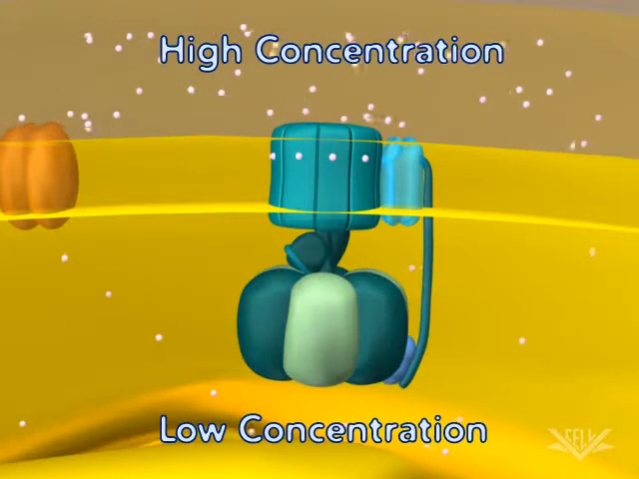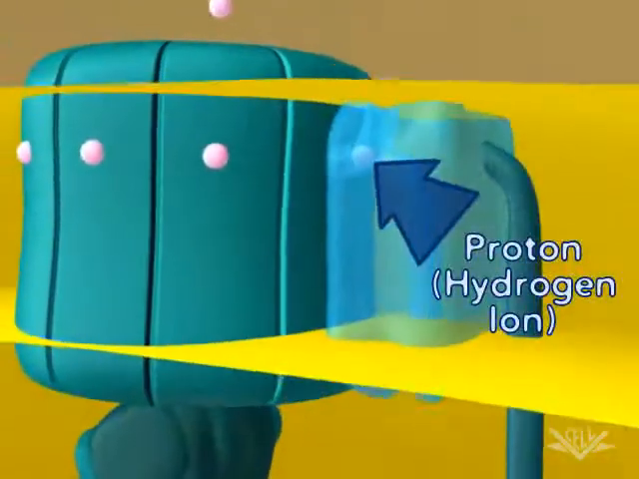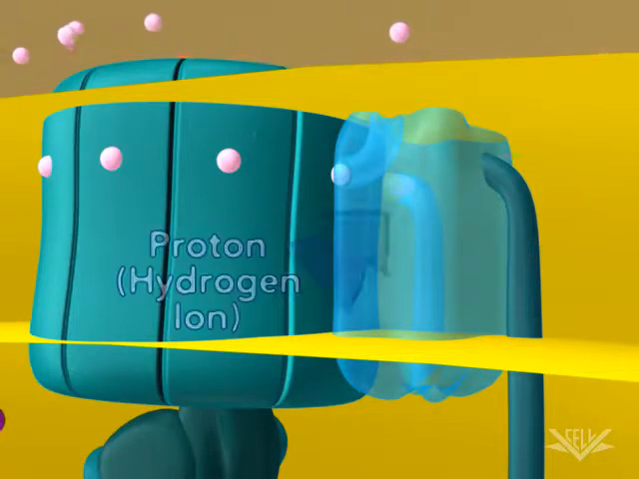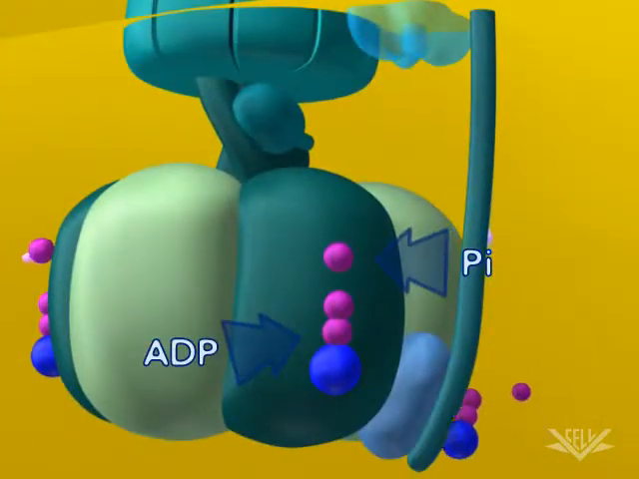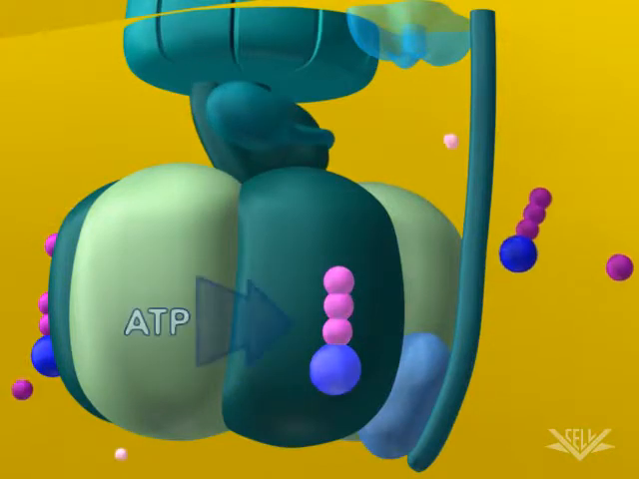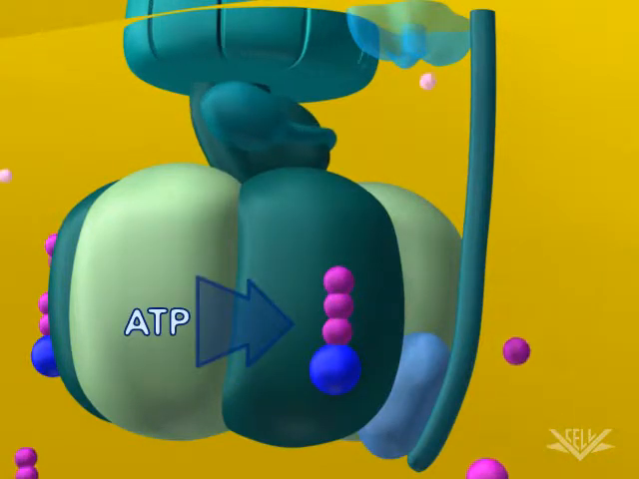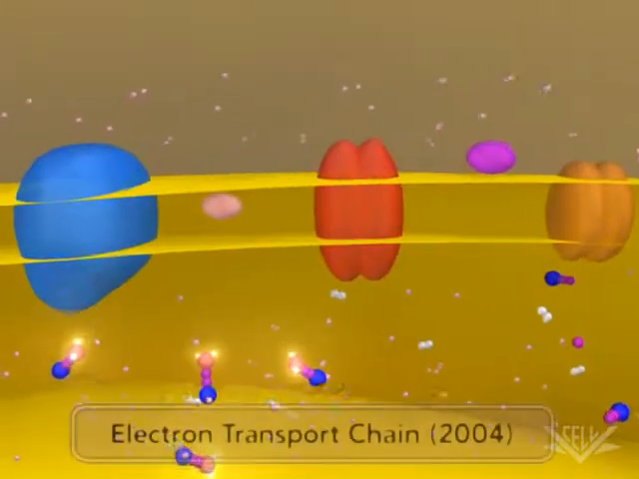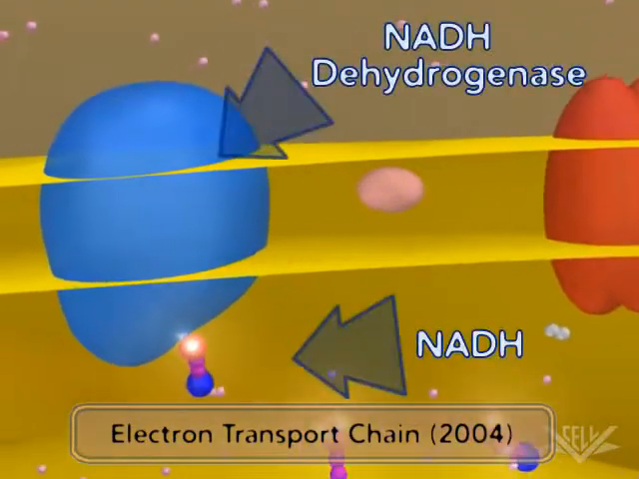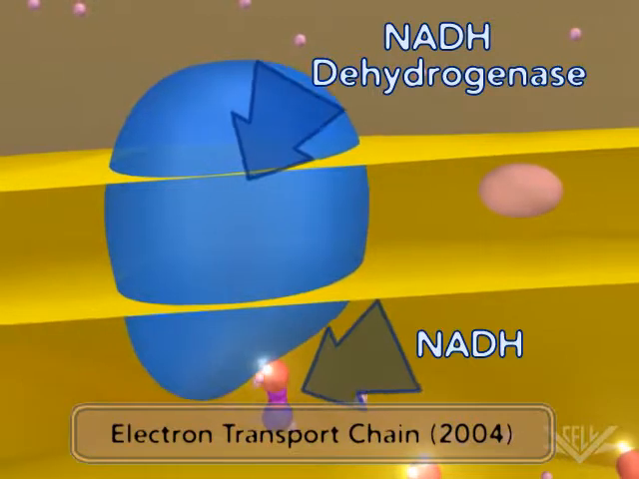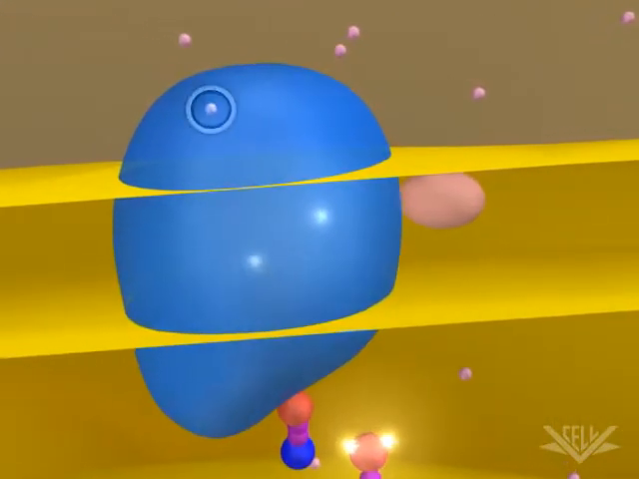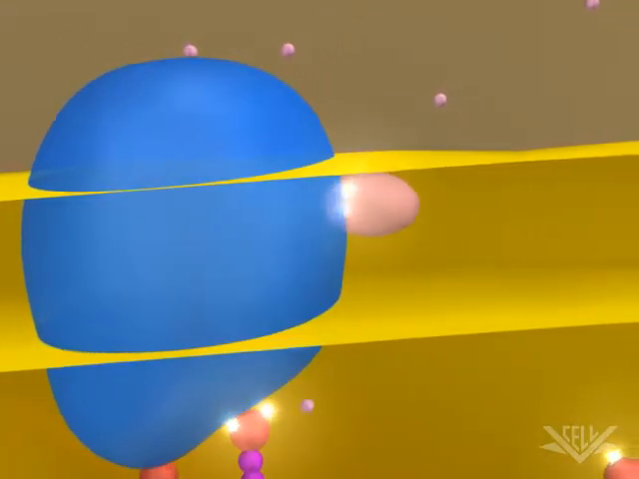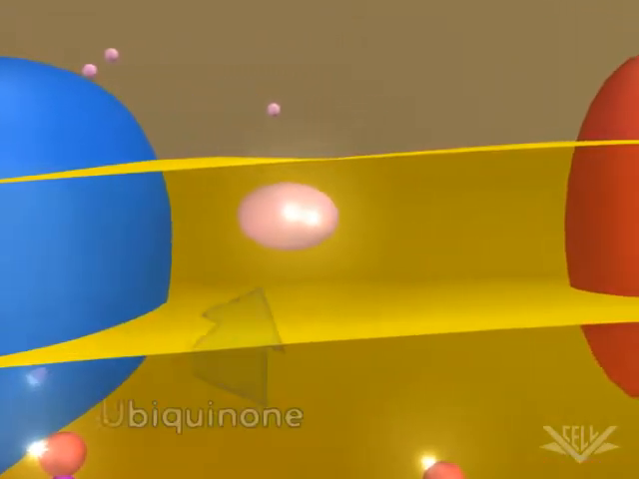Protons flow from the area of high concentration through the ATP synthase to the area of low concentration. As they flow through ATP synthase, ATP is produced. This gradient is produced by the action of the electron transport system. As electrons are passed from one carrier to another in the system, protons are pumped across the membrane. This creates the gradient required for ATP production. Here we can see the electrons moving between the carriers.